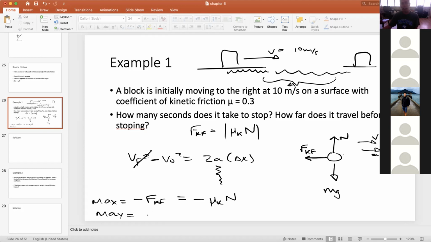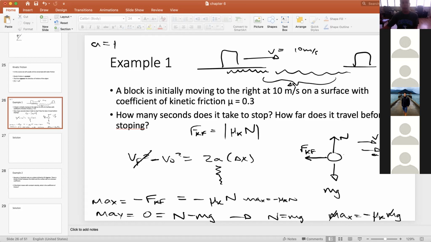Ma_y is 0, it can't leave the surface, so n minus mg is 0, which implies n is mg. That implies that max is negative mu k mg. All I did was this became max is negative mu k n, and I substituted mg for n. What is my acceleration? Well, the m's go away, and I get that a is negative mu g. Mu was 0.3, negative sign, 9.81.